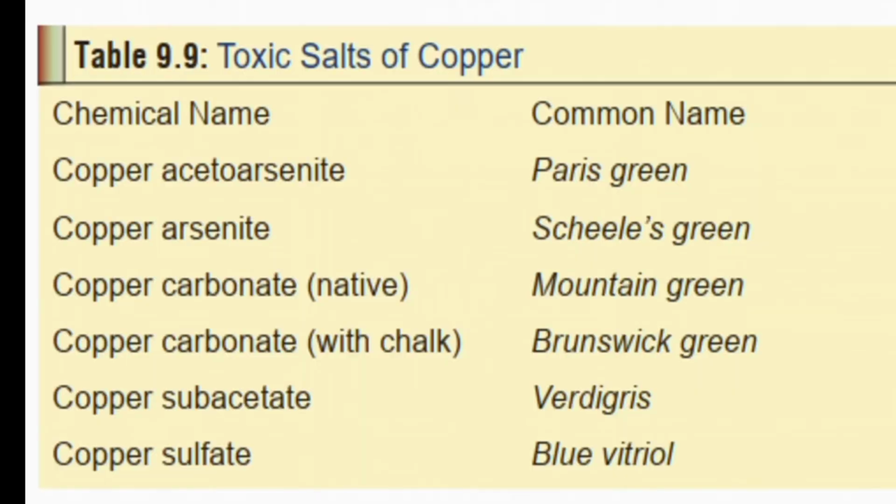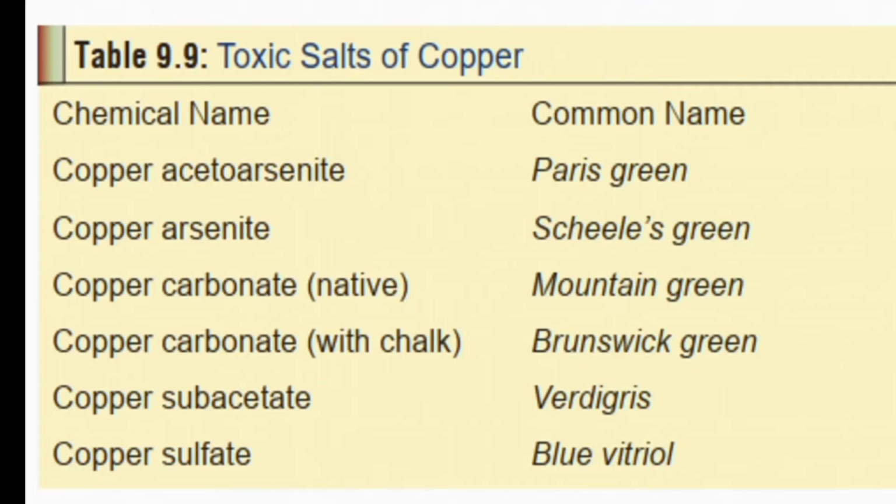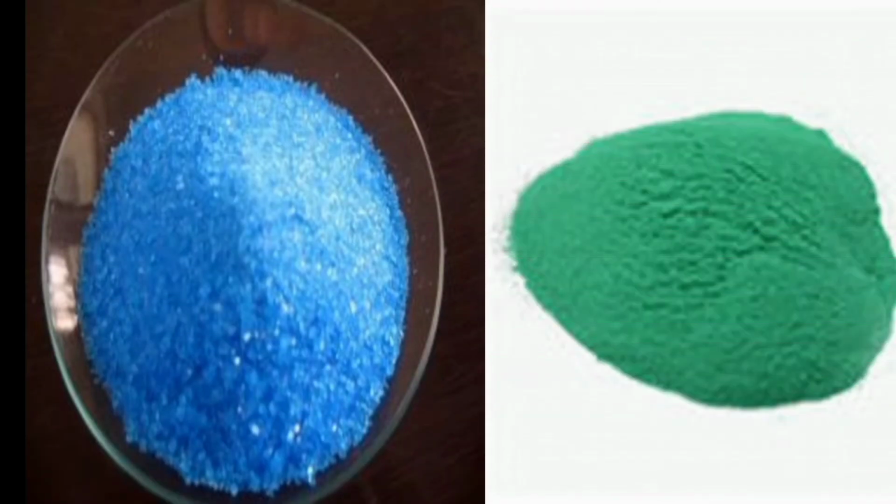This is the blue vitriol type of salt, the copper sulfate, which can also be said as blue vitriol. And mountain green, as we have already seen in the flow chart, is copper carbonate. So copper carbonate is in the form of mountain green. This is the copper sulfate and this is the copper carbonate.